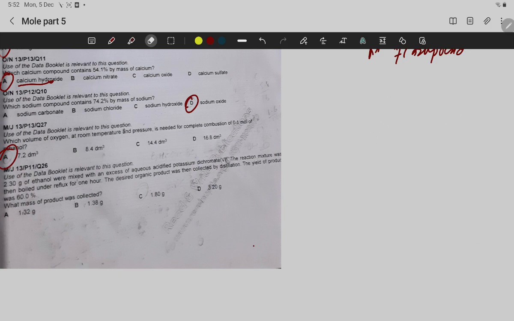I just write down the chemical equation. This is ethanol, C2H5OH, plus oxygen, an excess of oxygen. So in the presence of potassium dichromate, because this is a 2 carbon alcohol, an aldehyde is formed, CH3CHO, that is ethanal.